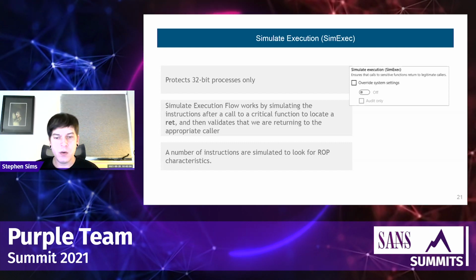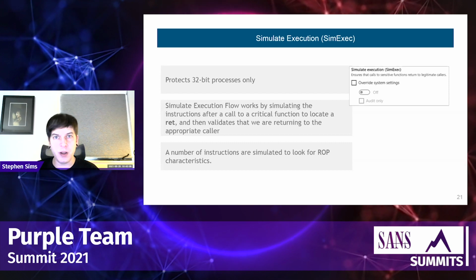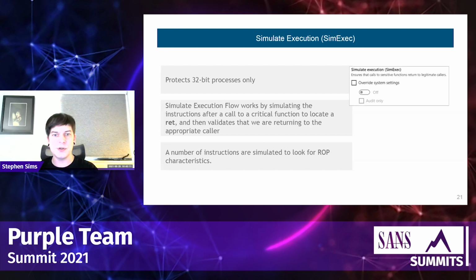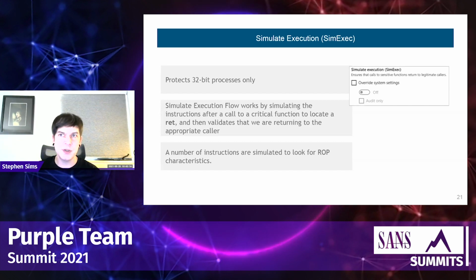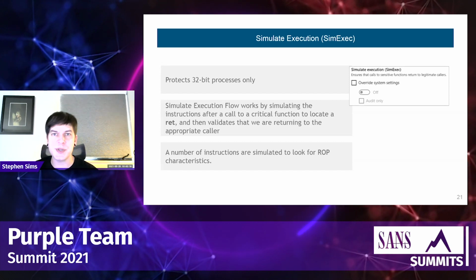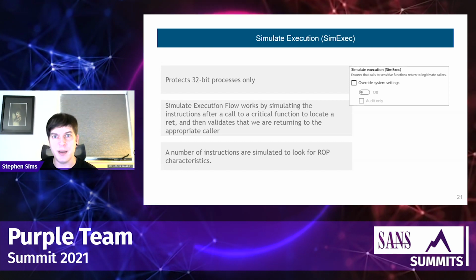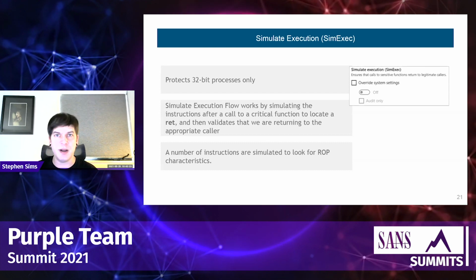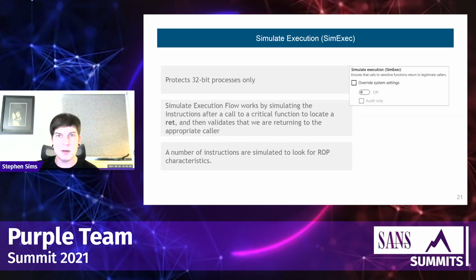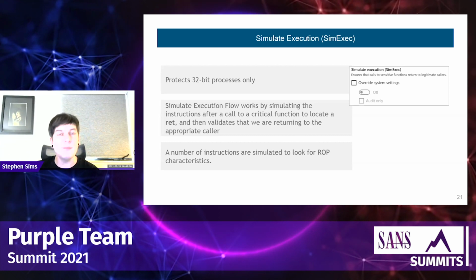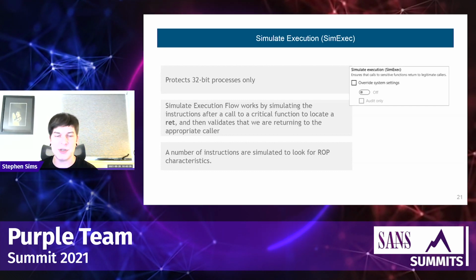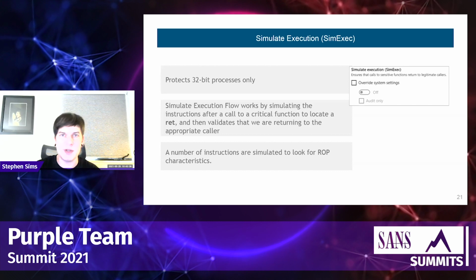So simulate execution flow. This says when a critical function is about to be called, simulate or mimic the execution of the next set of instructions and look for a proper return instruction. I remember this one used to cause problems, like when a new version of Firefox would come out and I'd have EMET running, it would break Firefox because for whatever reason, when it was calling certain functions, it would simulate the execution flow, and it wasn't able to find a return instruction, and it would throw an exception and terminate. So I don't see this one as being too effective.